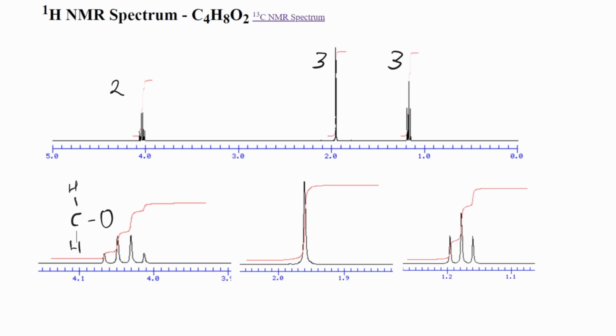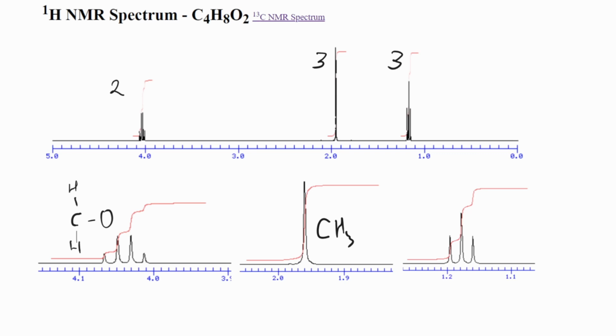The peak just below 2 is a singlet with an integral of 3. We expect this to be a CH3 group attached to a carbon that has no protons on it. Remember, the number of peaks is equal to the number of adjacent protons plus 1. So if we have a single peak, there are no adjacent protons for it to couple to.